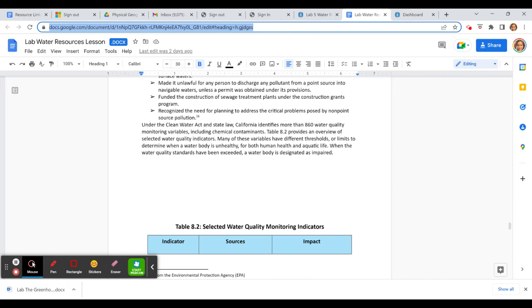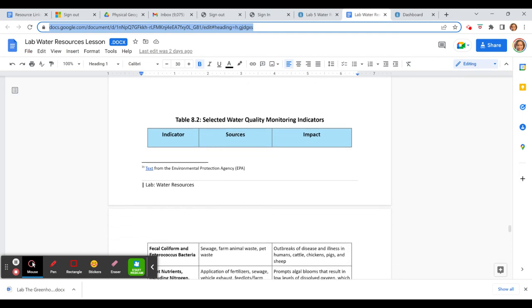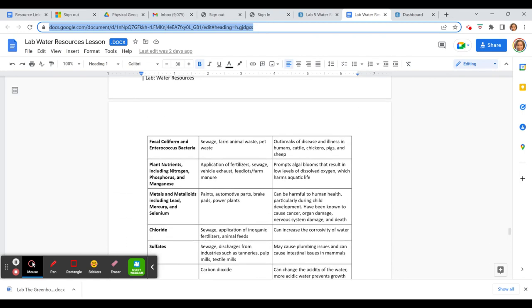Under the Clean Water Act, California identifies more than 860 water quality monitoring variables, and this includes contaminants. In Table 8.2, it provides an overview for some of those indicators. Let's go ahead and scroll down and look at them.